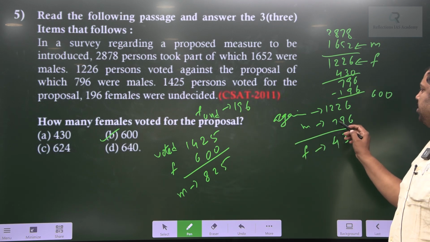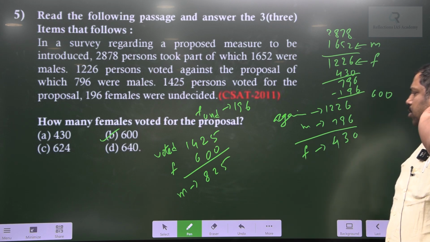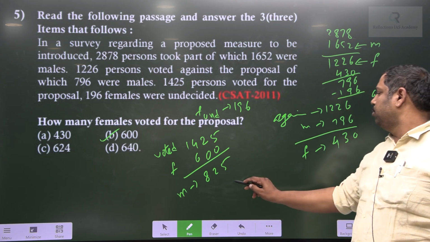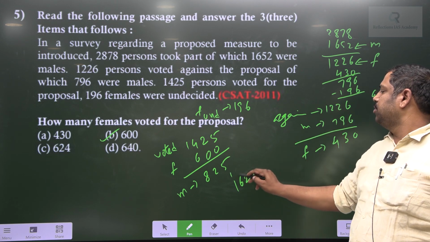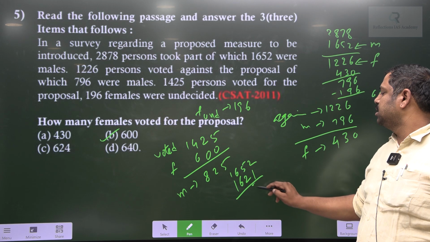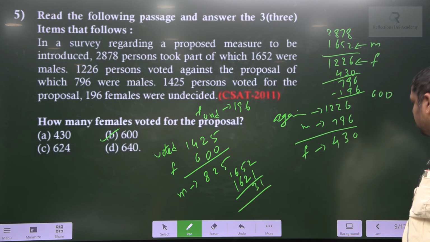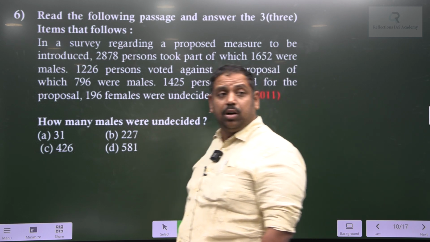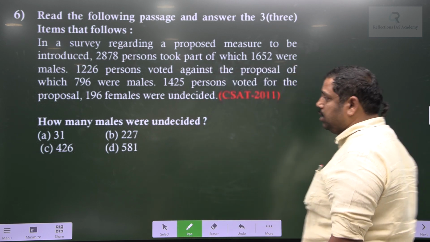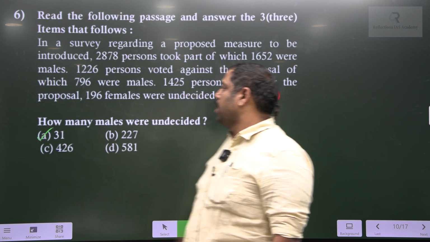So 796 and 825 is 1621. Total is 1652. That means the remaining 31 members are undecided. How much did you get? 31 only, right? Okay, next one.